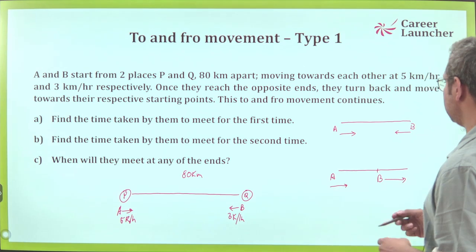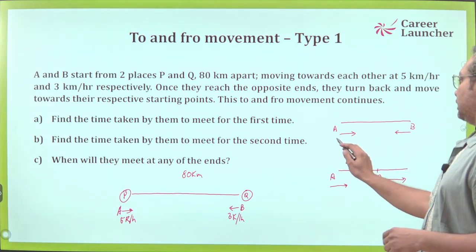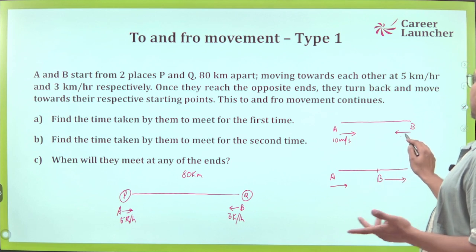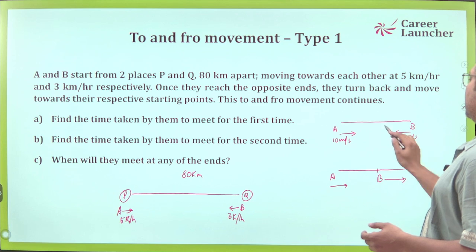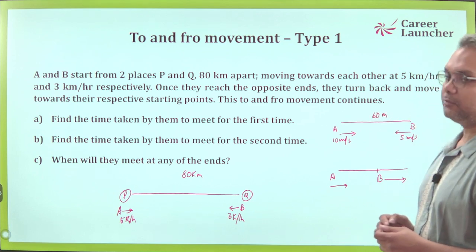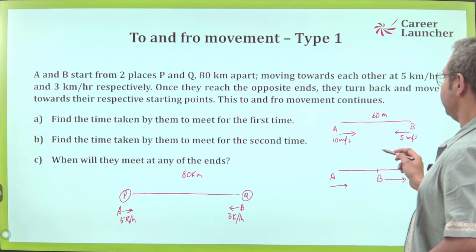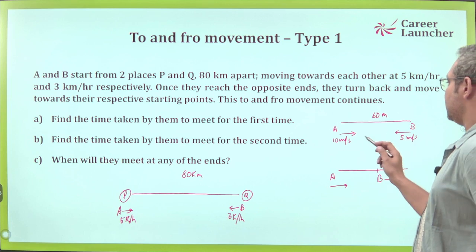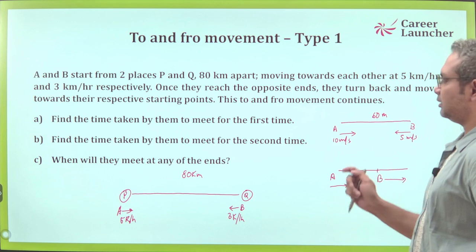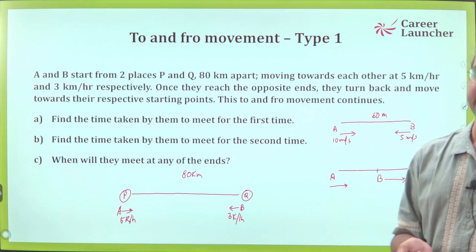So what happens when they are moving in opposite directions? Let us say A's speed is 10 meters per second, B's speed is say 5 meters per second, and let us say this distance is 60 meters. Question is, how long will it take for them to meet? Now observe that since they are approaching each other, for every second A is coming closer by 10, B is coming closer by 5, so they are coming closer by 15.